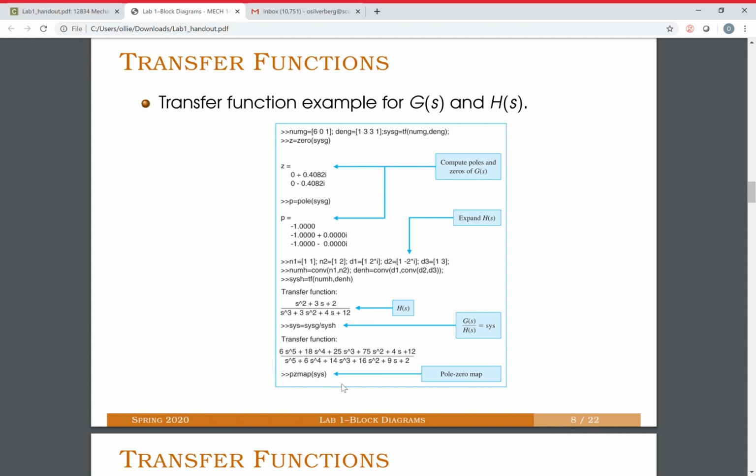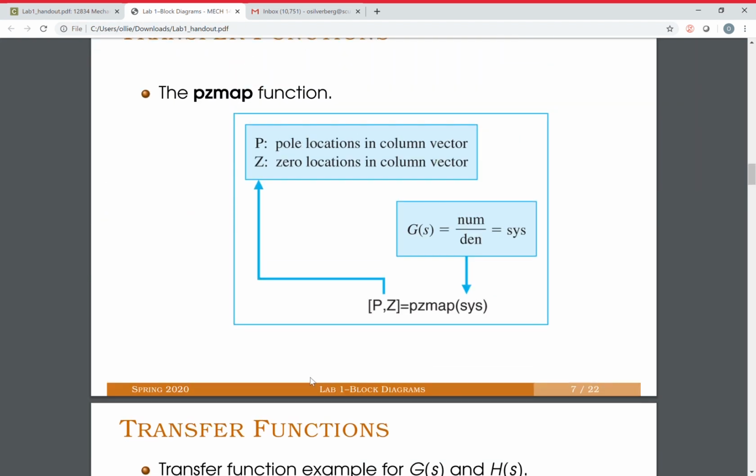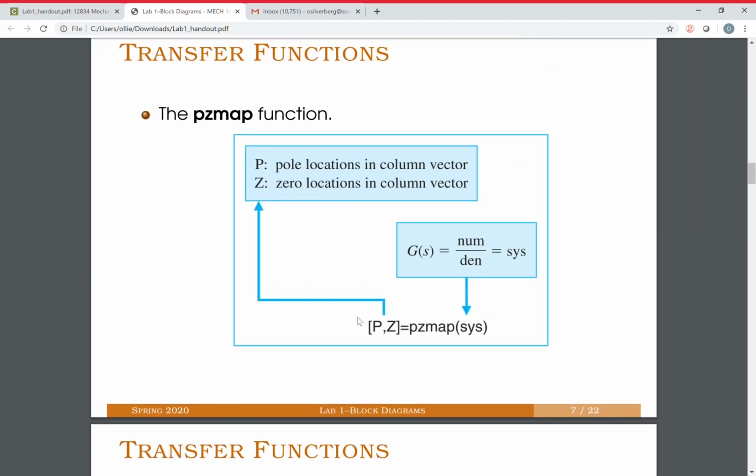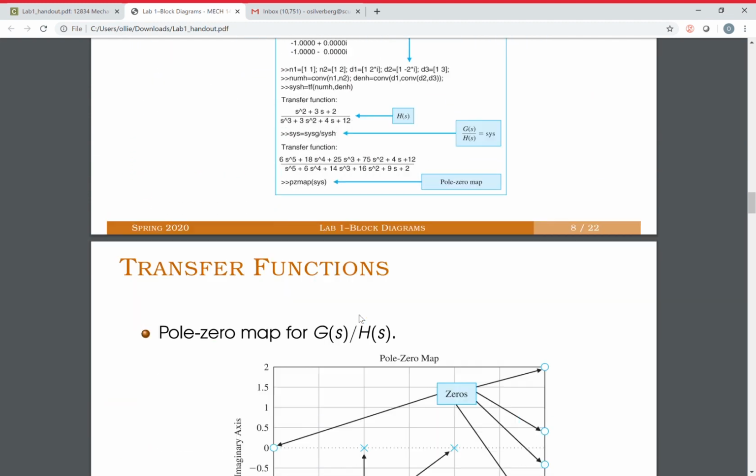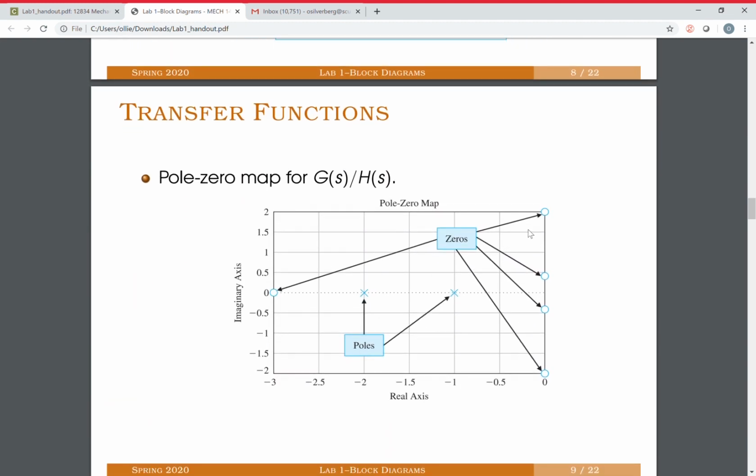And if you want to plot the poles and zeros, you use the pzmap function. And the reason why it didn't plot before is because you specified you want to store them into an array. So if you don't specify the variables for storing these values, it'll just plot it for you. So here's the plot. The zeros are the circles, and the poles are the x's.